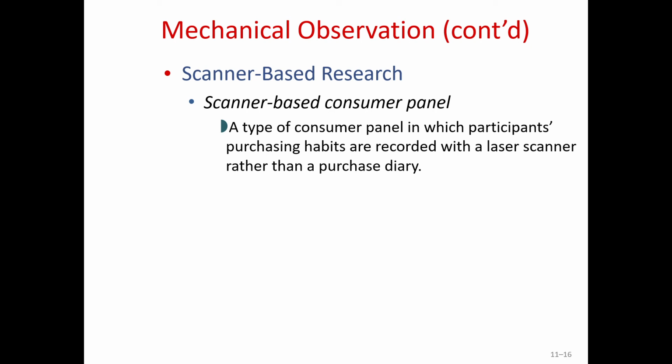One of the primary means of implementing this type of research is through scanner-based consumer panels to replace consumer purchase diaries. The participants' purchasing habits are recorded with a laser scanner, rather than with a purchase diary like they did previously. After you aggregate all this data from sales and measure it, it is available to clients and to industry groups, but you need to aggregate the data by the different product categories that you are using.